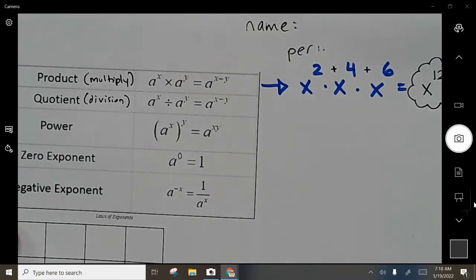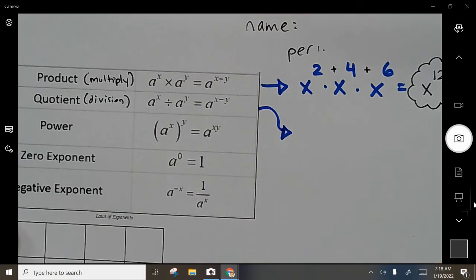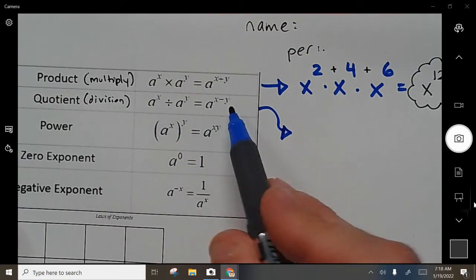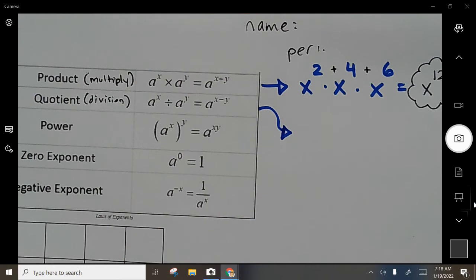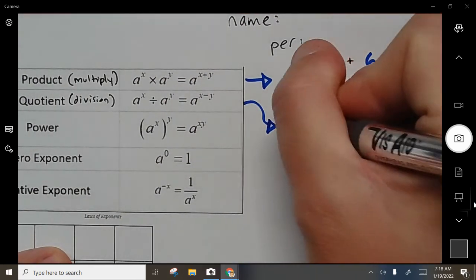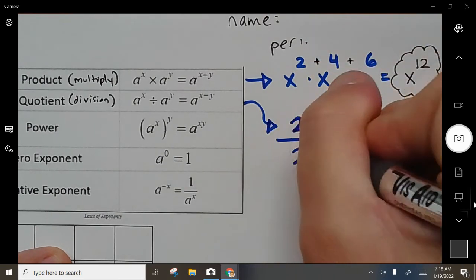Now this one's a little trickier. I'm going to move it down here because the rule seems pretty simple. a^x divided by a^y, you just subtract, but sometimes you also have to do something at the end to fix it. So let me just show you. What if I said 2 to the 4th over 2 to the 10th?